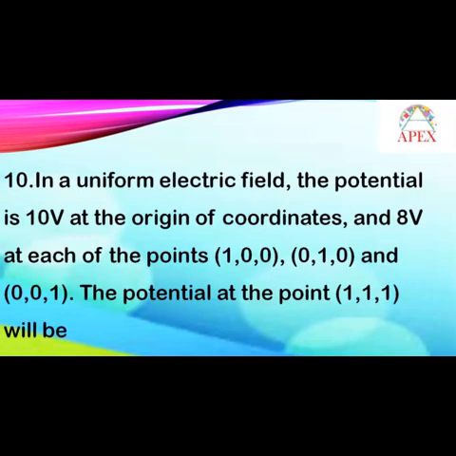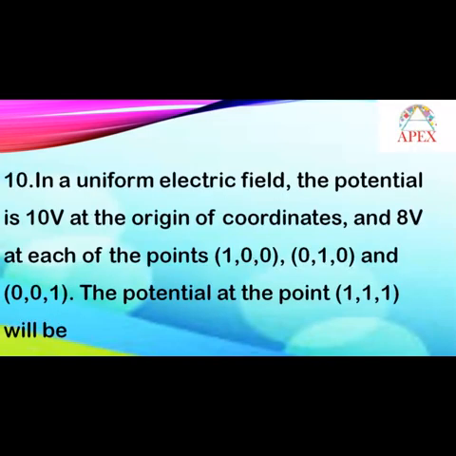Question number 10. In a uniform electric field, the potential is 10 volt at the origin of coordinates and 8 volt at each of the points. The first point you can observe here is on the x-axis, at 1 meter distance. The second point is only along the y-axis at 1 meter distance. And the third point is only along the z-axis at 1 meter distance. At all these 3 points, potential remains the same, that is 8 volt.